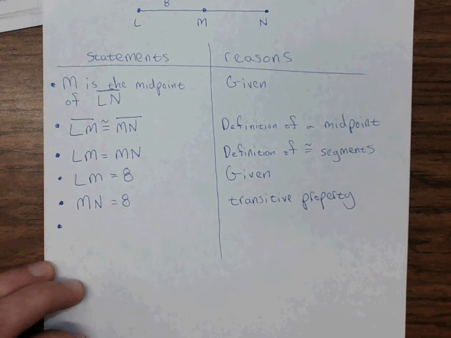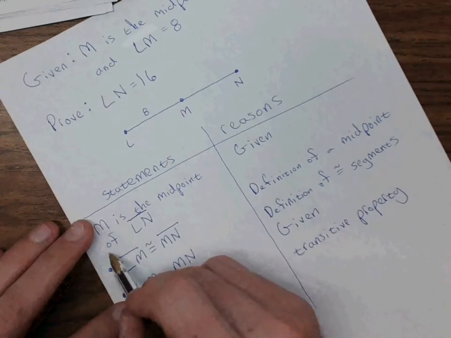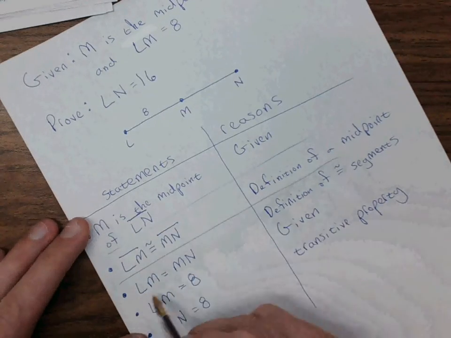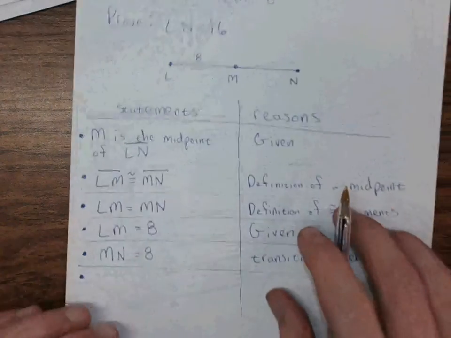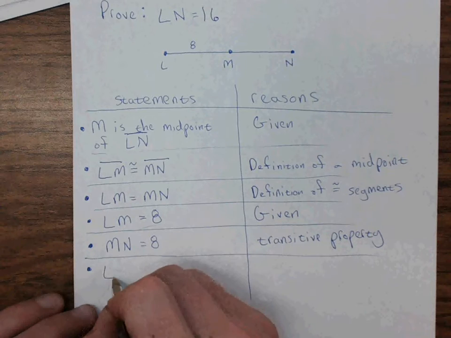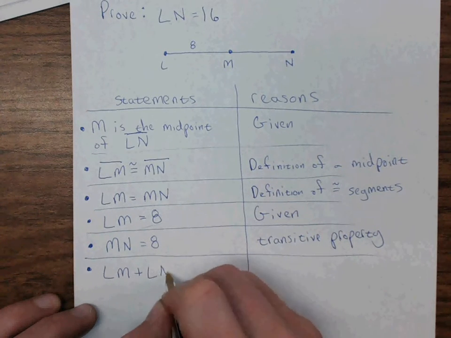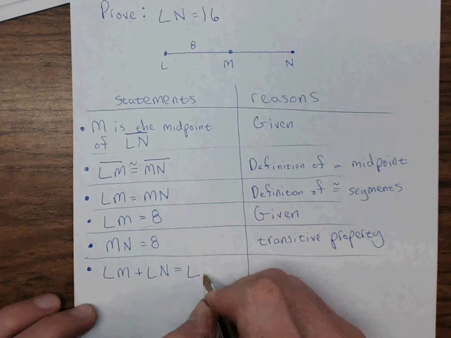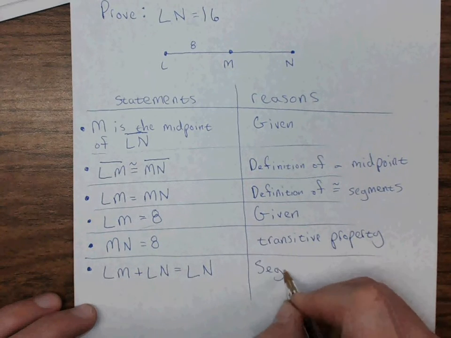Okay, now let's use the segment addition postulate. I think I'm going to separate these just a little bit so you can get some distinction in the lines. Well, let's say that LM plus MN is equal to LN. That's segment addition.